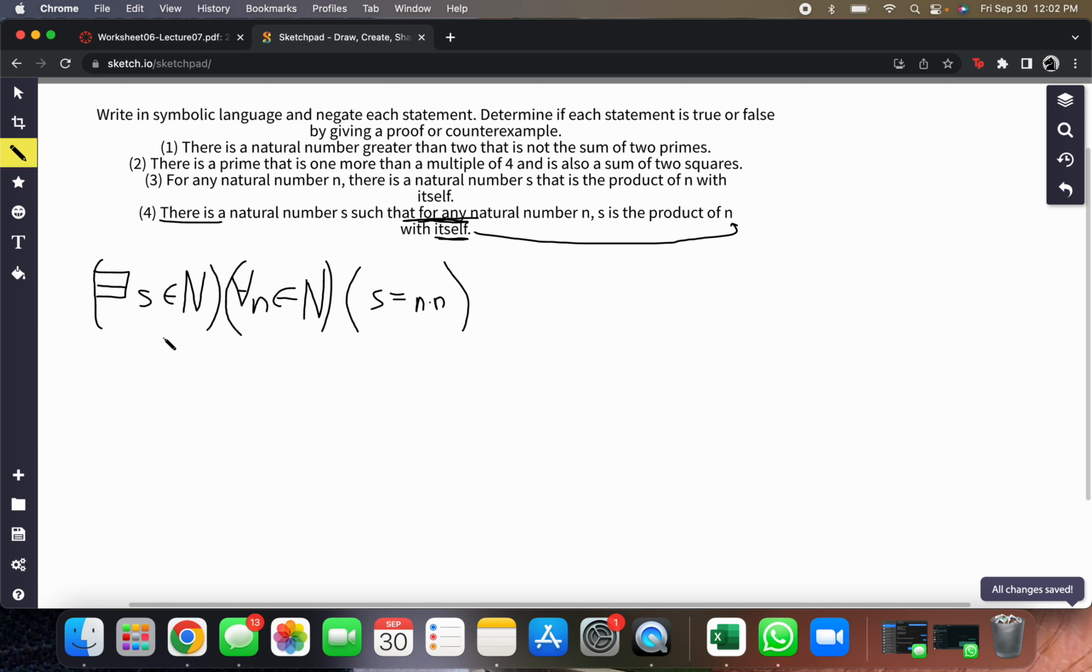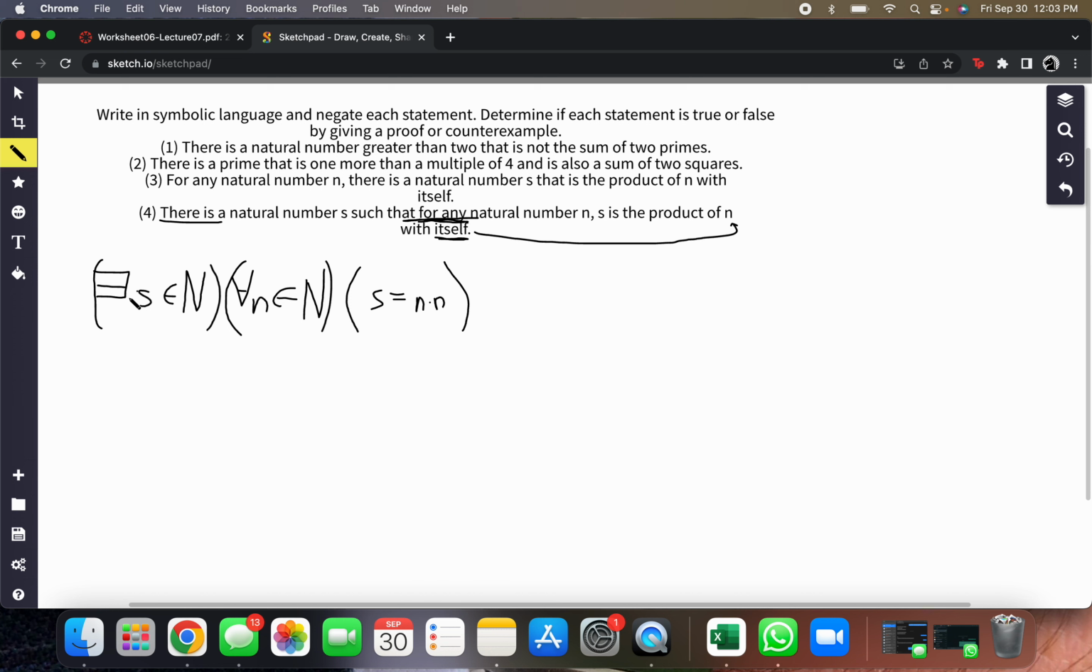So this is what the statement's saying. There's some natural number that is the square of another natural number, and that other natural number could be anything. We could change it and it'll still be true. That's a crazy statement. That is actually patently insane. So let's throw out a funny example here. Let's say we want s to be 4 because we know 4 is a square number.